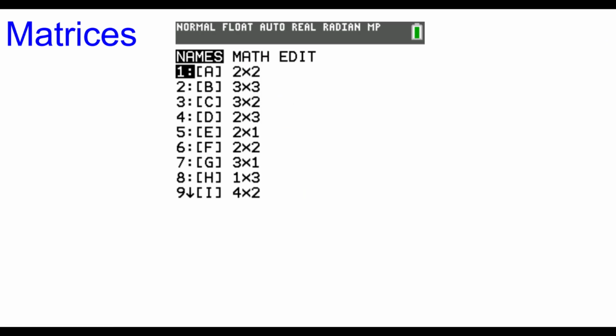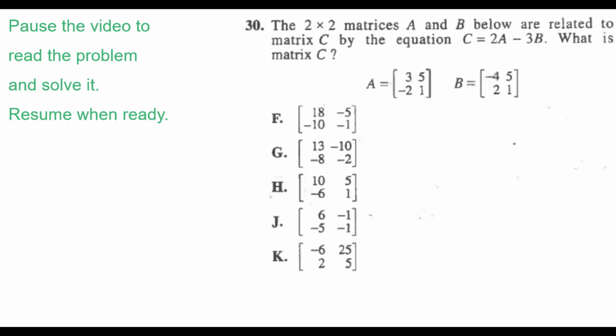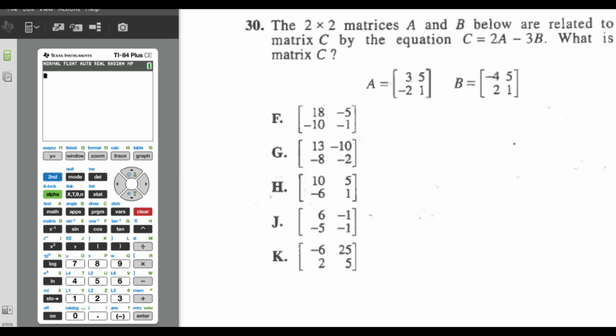The next section is matrices. Number 30, pause is needed. For the solution to this one, I'm hoping my students can do this by hand, but in case they can't, second X inverse is the matrix key, and I want to edit matrix A. I want it to be 2 rows by 2 columns, so 2, enter, 2, enter. And then I'll type in the numbers, 3, enter, 5, there's the first row, enter, negative 2, enter, 1. So matrix A is now in there.